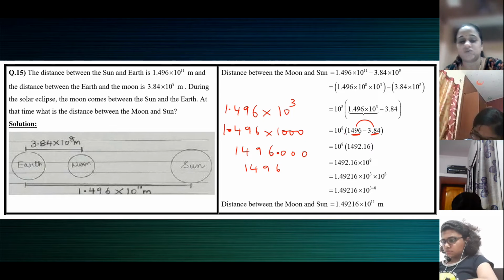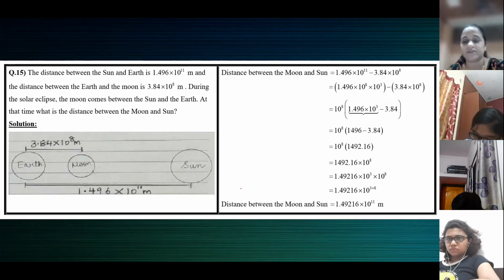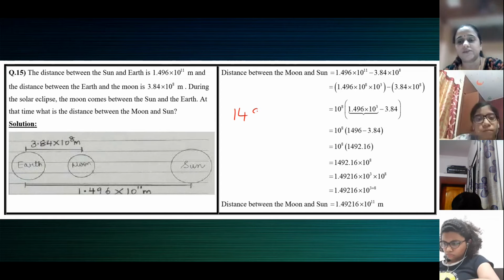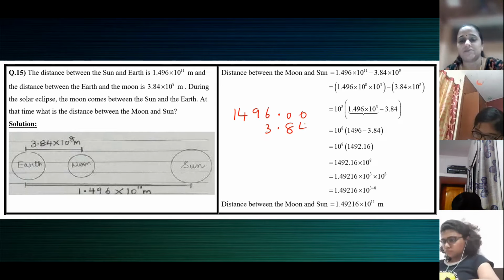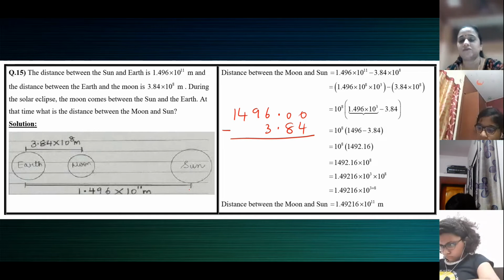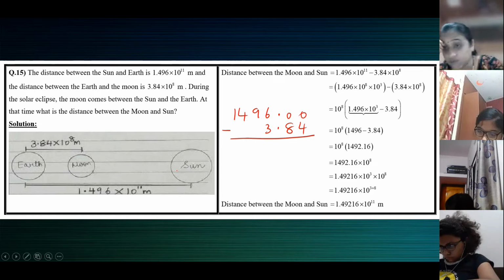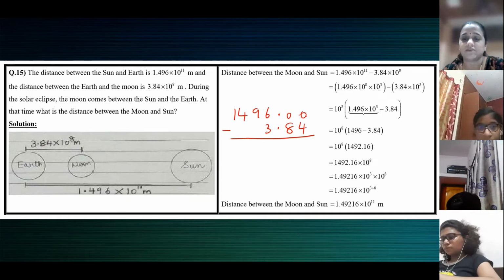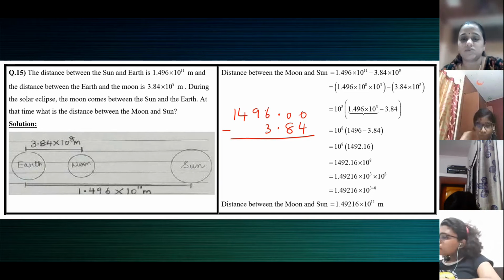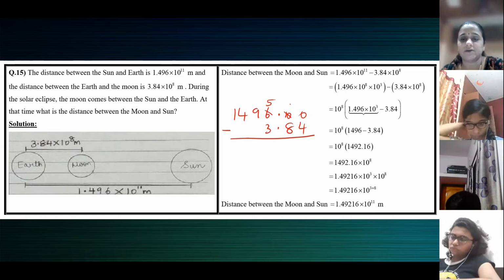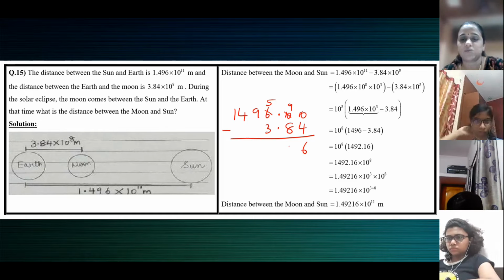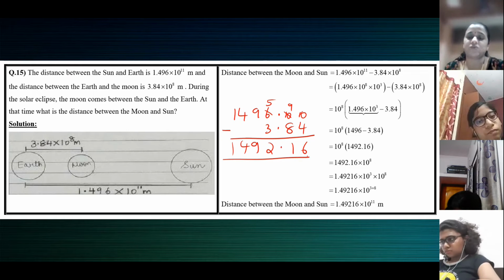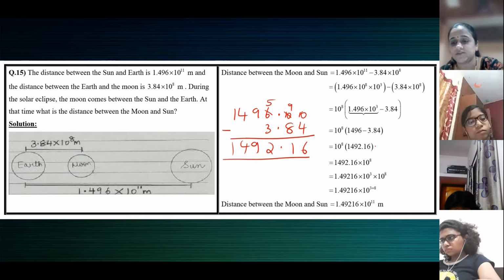Now find the difference between these two numbers. 1496.00 and 3.84. This is how you place the numbers, and you should find the difference like this, 1496.00 minus 3.84. Then subtract. This becomes 5, this is 10, 10 becomes 9 and 10, 6. We get 1492.16. So that's what you see here in the step.